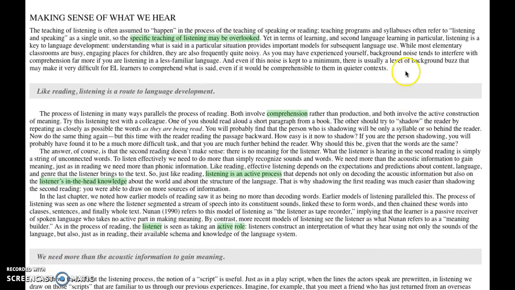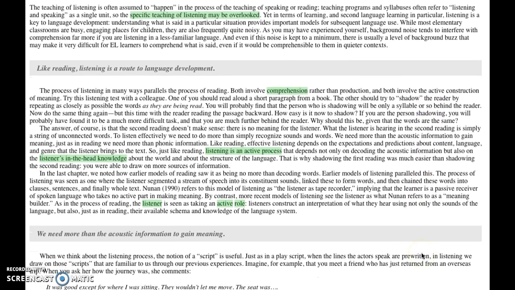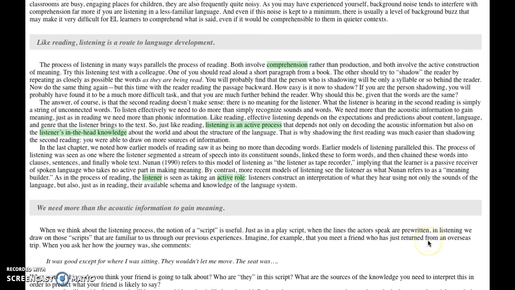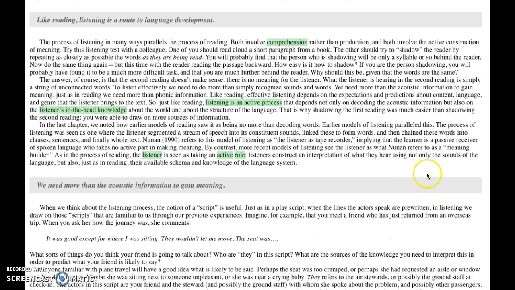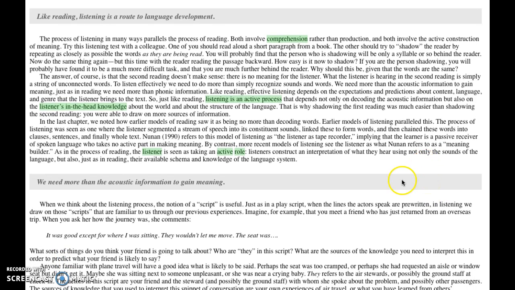So most times, speaking and listening are grouped together in a single unit, so the specific teaching of listening may be overlooked. It's important as teachers to recognize the importance of listening and to implement listening activities in our classrooms to ensure that our English language learners are being provided with a multitude of activities that allow them to practice these listening skills that will help them further their language development.